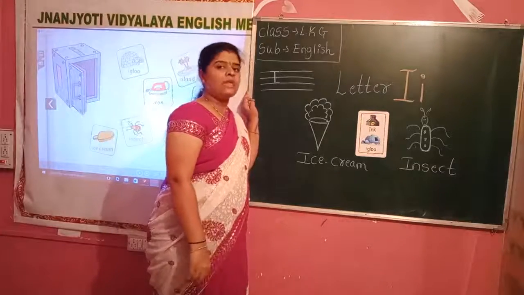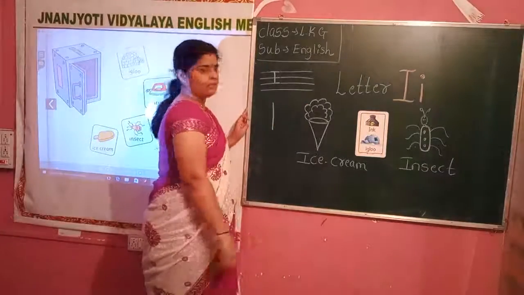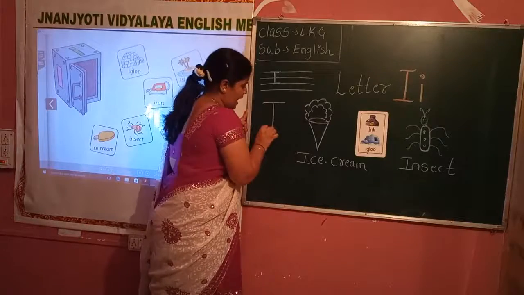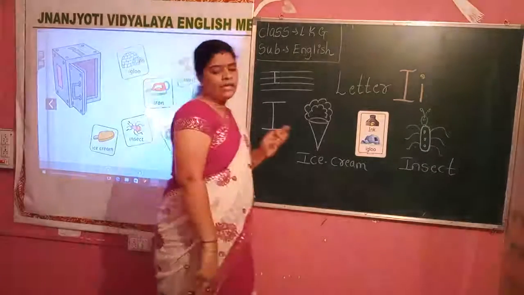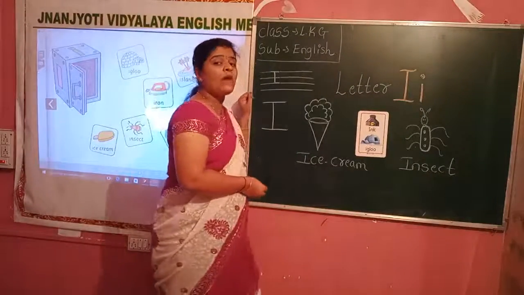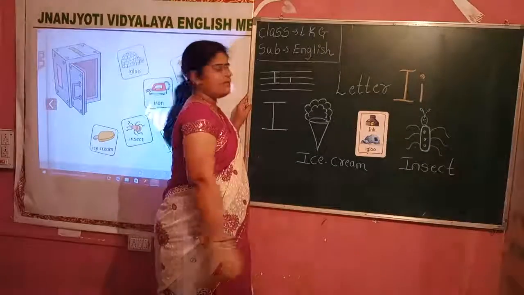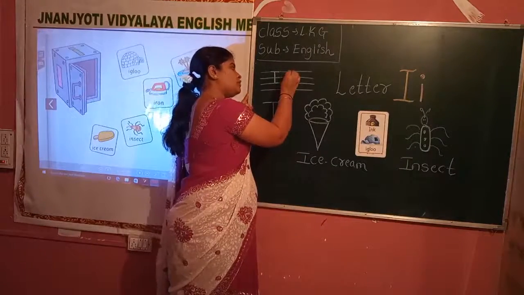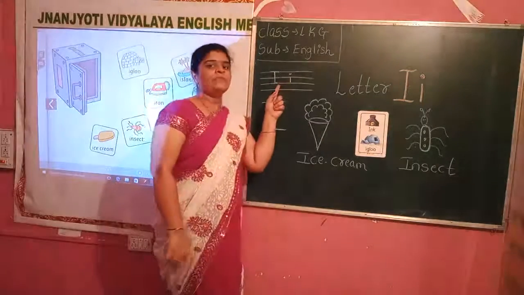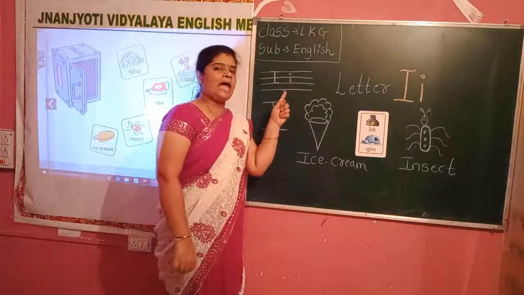Okay, how do we write the small letter i? First, the capital: standing line, and the sleeping lines are the same, sleeping line and sleeping line. Then the small letter i, how do we write it? Just one standing line, and we have to put one point. This is our lowercase alphabet, or small letter i.